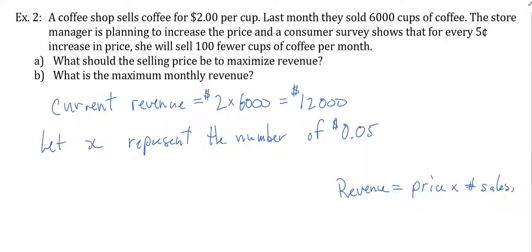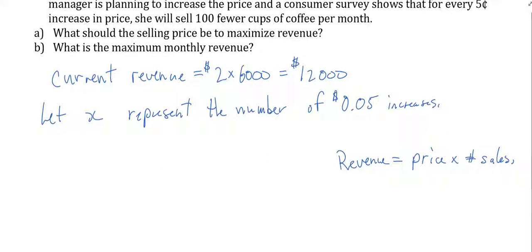And what's really important is that you do that. Every revenue question starts with that let statement: the number of increases or the number of decreases. Then we're going to come up with an expression for the new price and the new sales. Then we're going to multiply them together to find an equation for revenue.